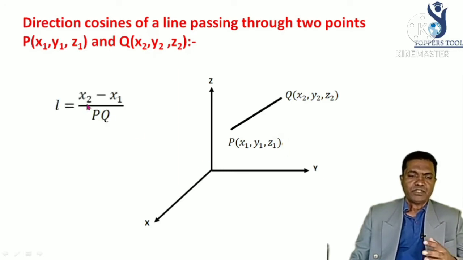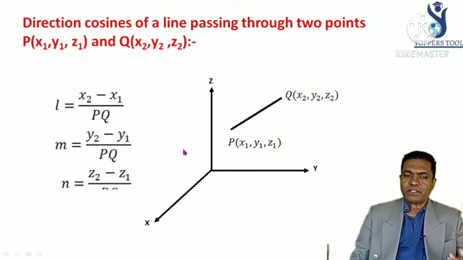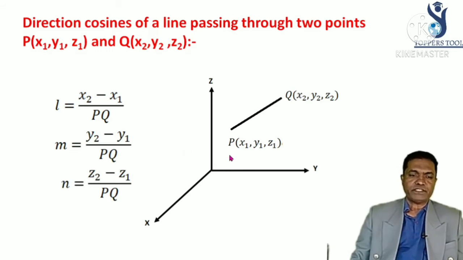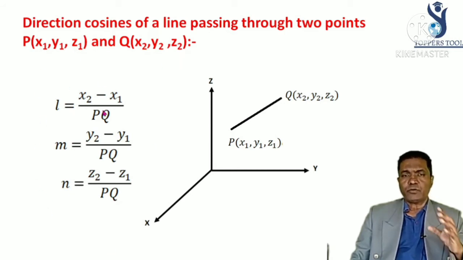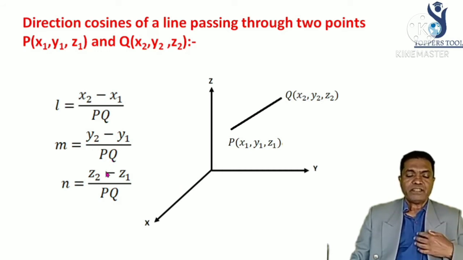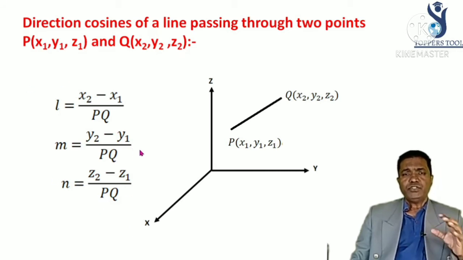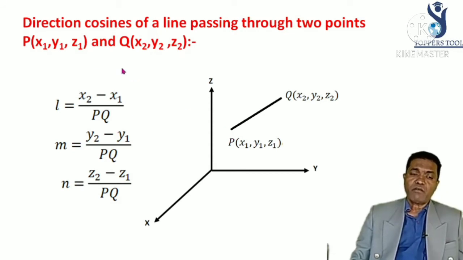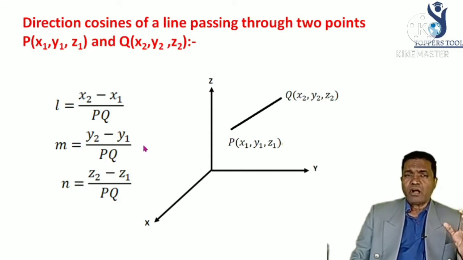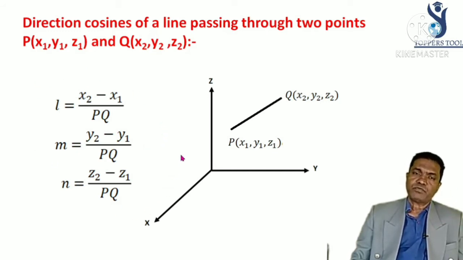Okay, see here. So directly I will be giving the formula to be used and then I will be proving this. So the direction cosines of a line joining 2 points P and Q are given by this: l is equal to (x2 minus x1) by PQ, m is (y2 minus y1) by PQ and n is (z2 minus z1) by PQ. So using these formulas, you can find the direction cosines of a line joining 2 points. Now I will prove how this has appeared. So let's understand the proof of this.